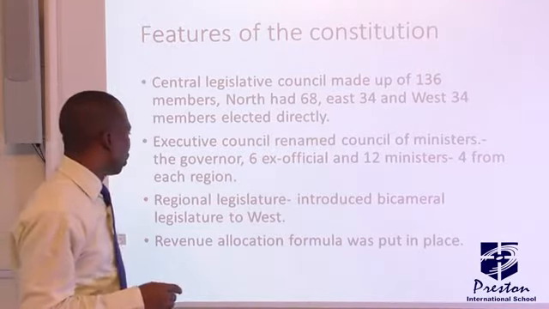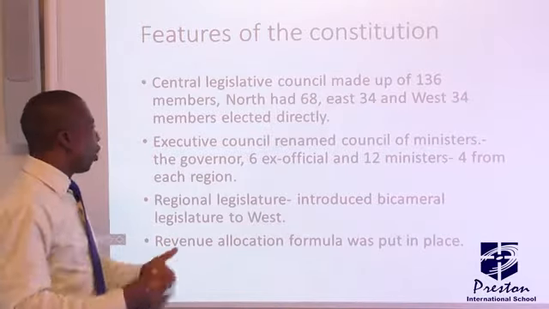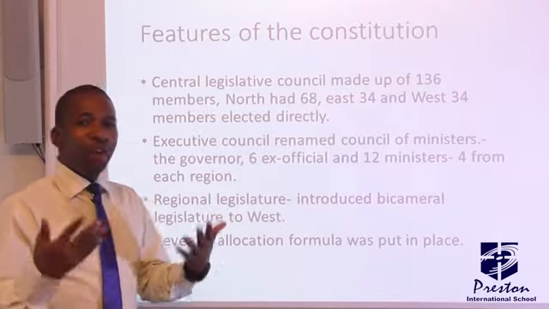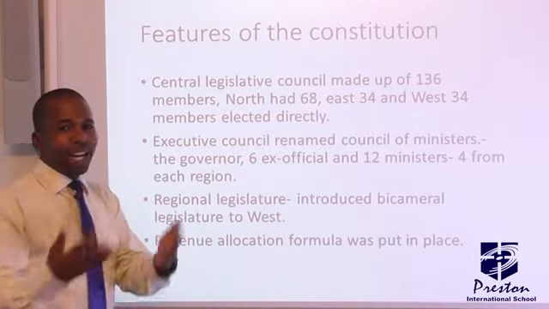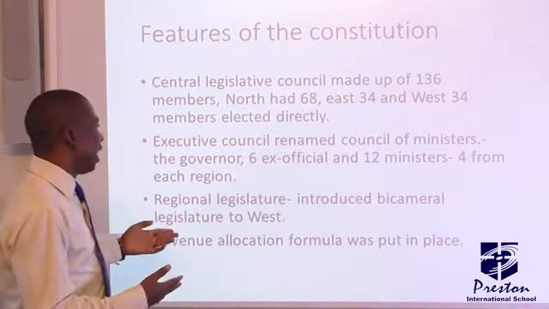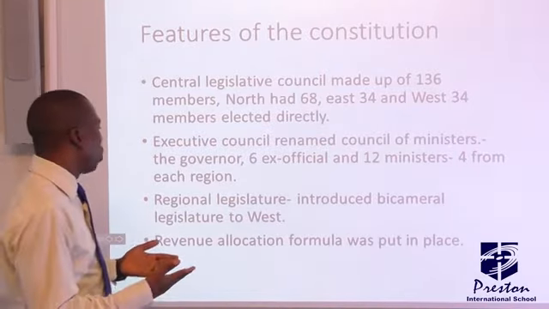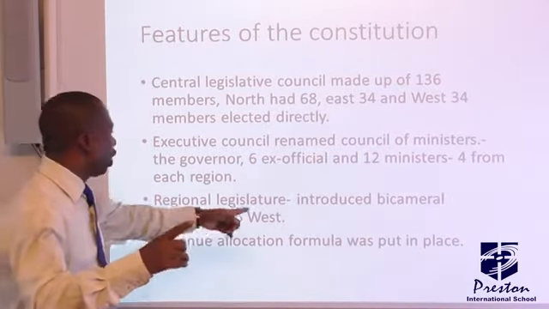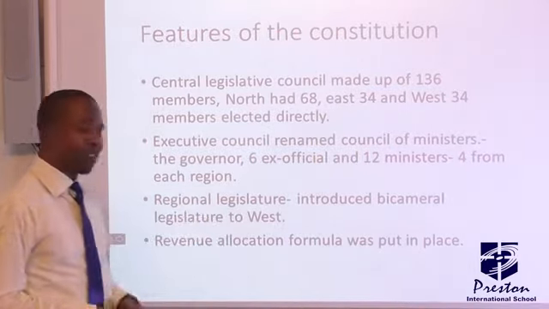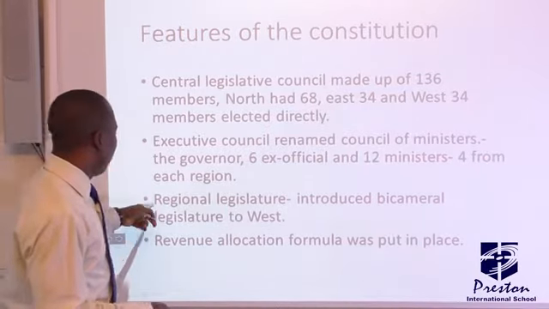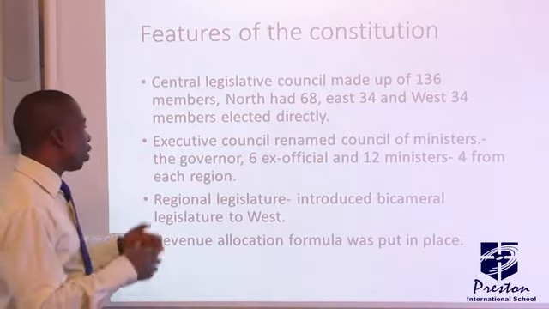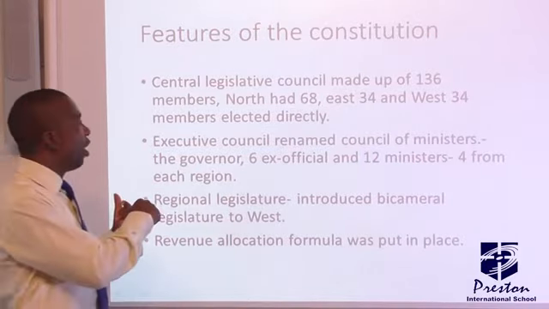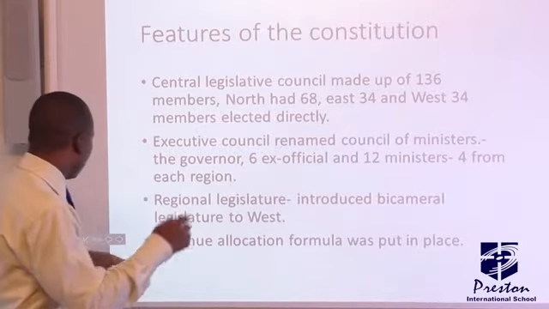Also, it introduced what we call the regional legislature. In the regional legislature, the North had bicameralism, while the West and the East had what we refer to as unicameralism. It also came up with a revenue formula that was put in place under the Constitution. But let's continue.